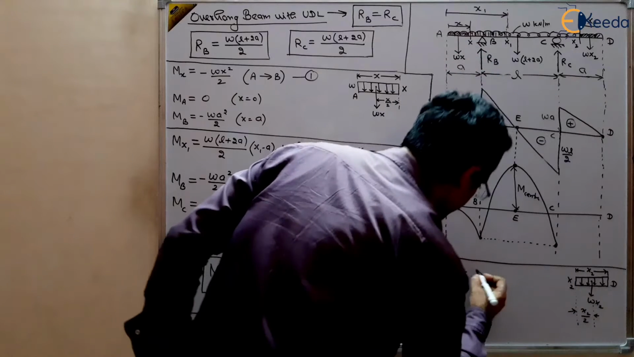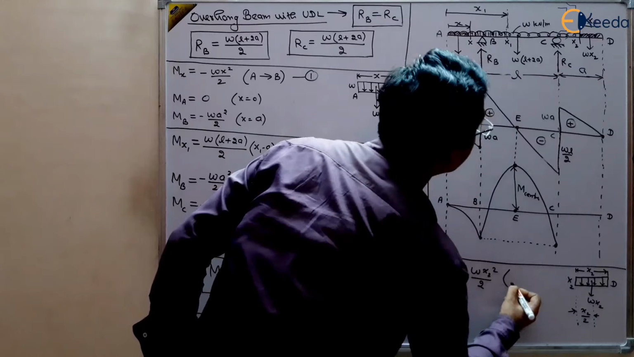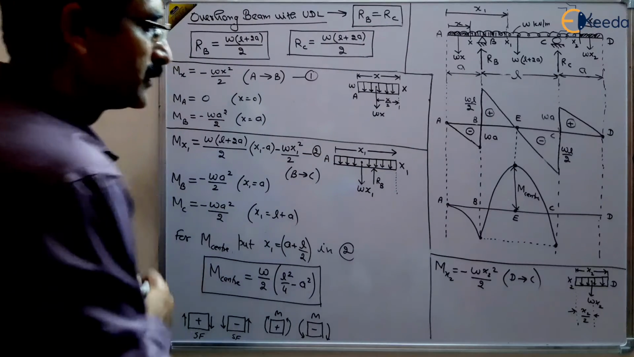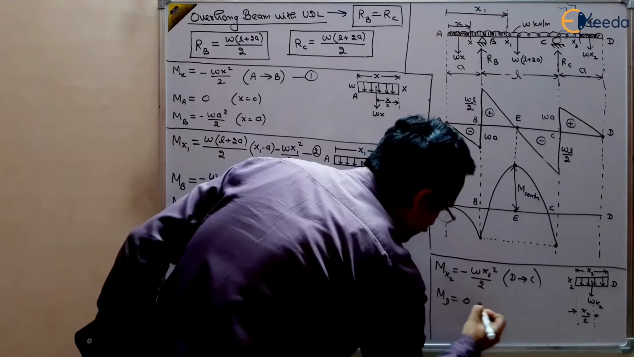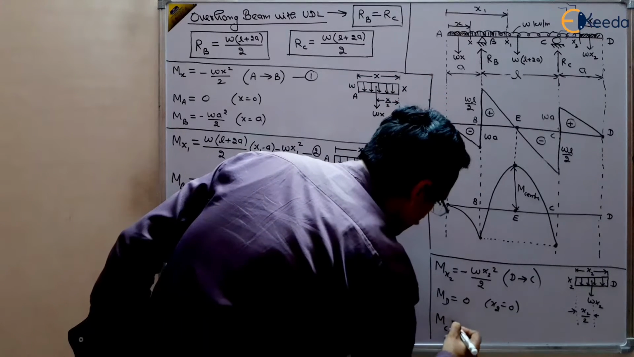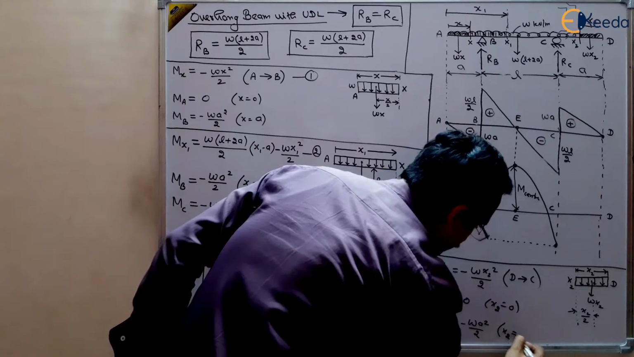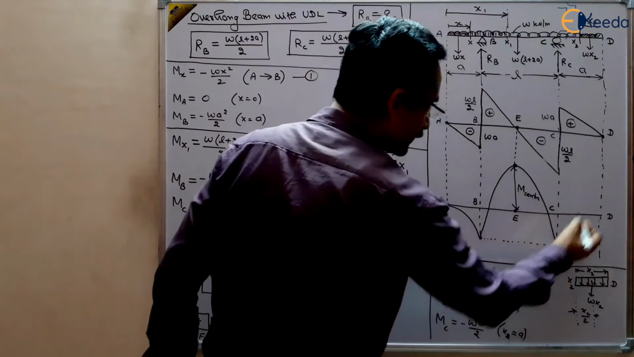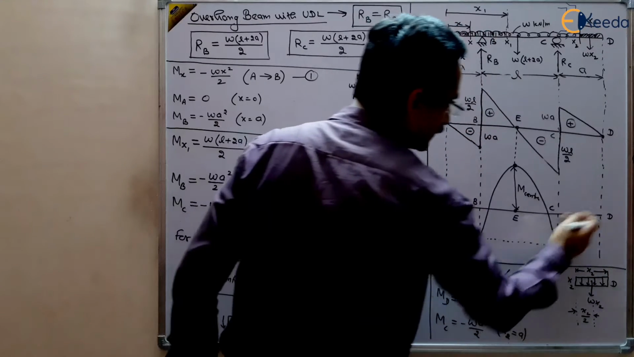So W x2 square by 2, and this is a value between D to C, right? So what is MD then? MD is 0 because x2 is 0, and what is MC then? That is equal to minus WA square by 2, because x2 is a, that's it. So put the value, you will get minus WA square by 2, this is 0, and you will get the curve like this, a similar curve like this, right?